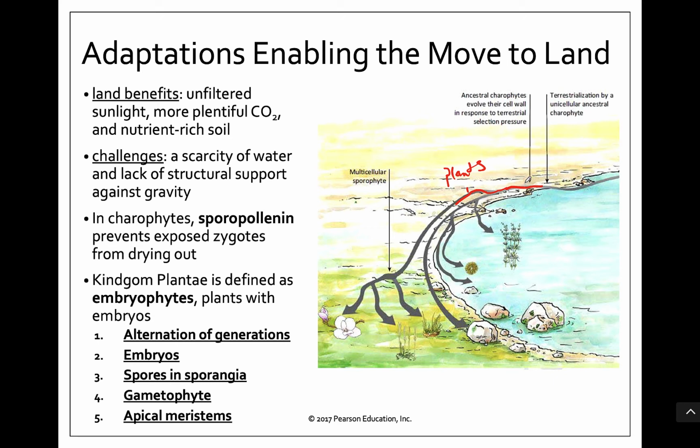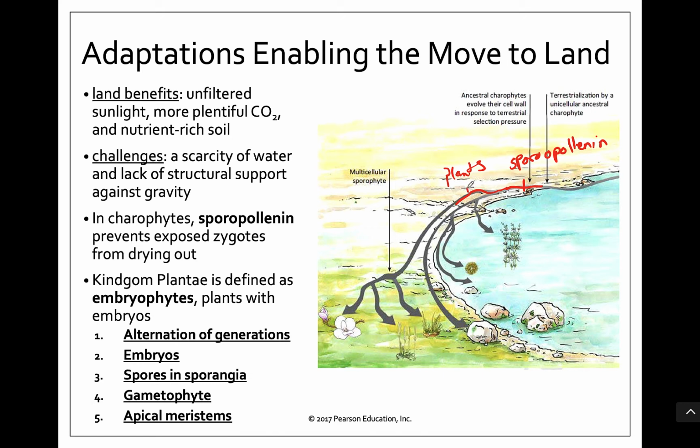In this first step onto land, the charophytes developed something called sporopollenin. Sporopollenin is a protein that helps prevent desiccation. It's going to enclose the spores and allow them to exist on land without drying out.